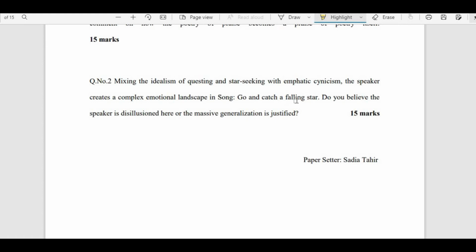Alright, so you have to address this in this way. Do you believe the speaker is disillusioned here, or massive generalization is justified? So yes, obviously he is so confident about the infidelity of women, that a faithful woman should never exist, and he's so sure about it. All right, and later he was disillusioned obviously about his generalization, he applied this to all the women in the world of all the times, that every woman is unfaithful.